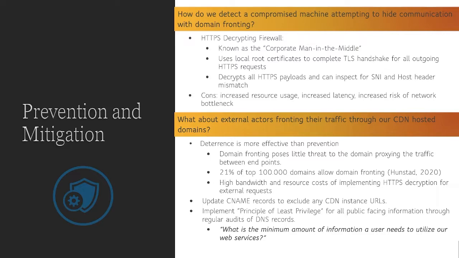By simply updating our CNAME records to exclude any exact instance addresses, we can implement a sort of principle of least privilege for external users. Any publicly accessible information, meaning DNS records, should be regularly audited by the company. The company should be asking itself, what is the minimum amount of information a user needs to utilize our web services?